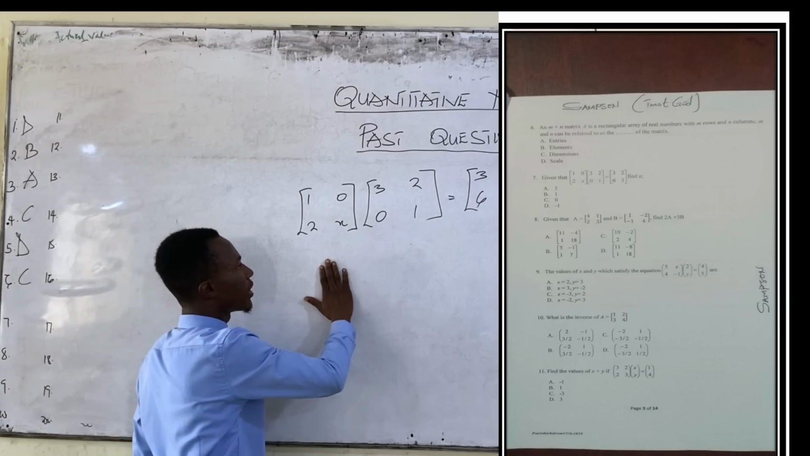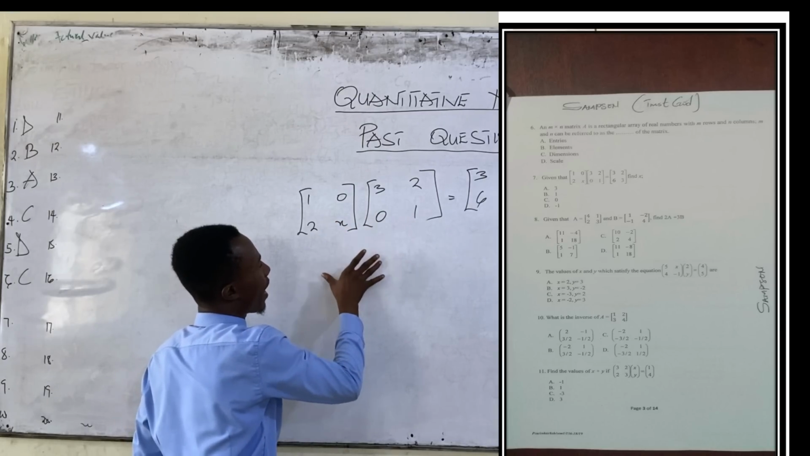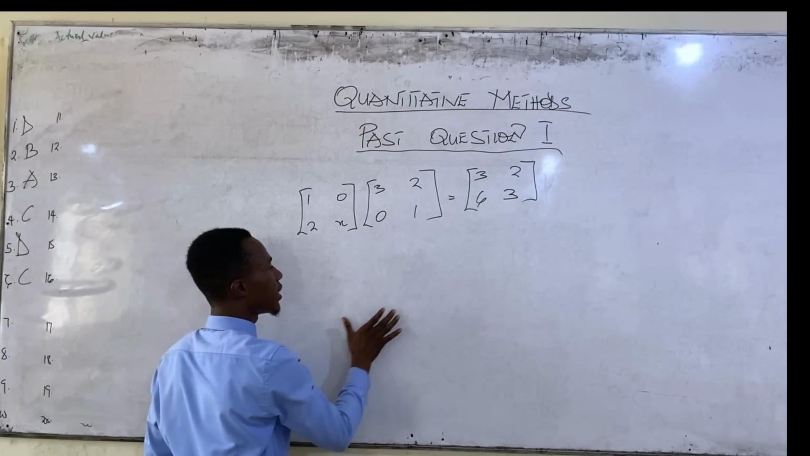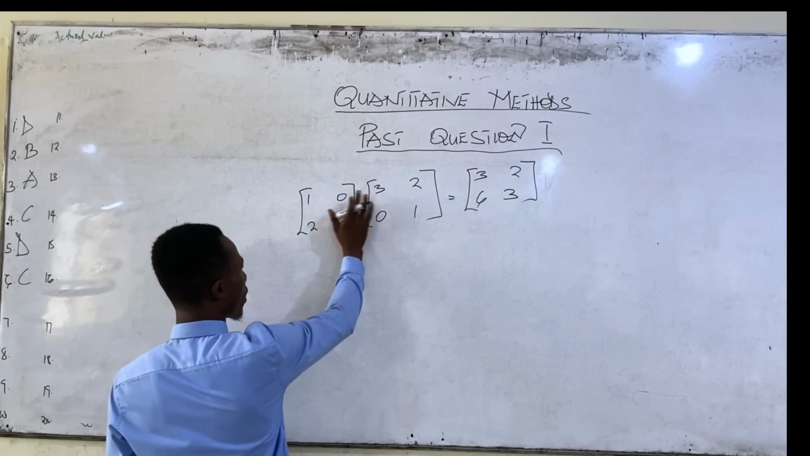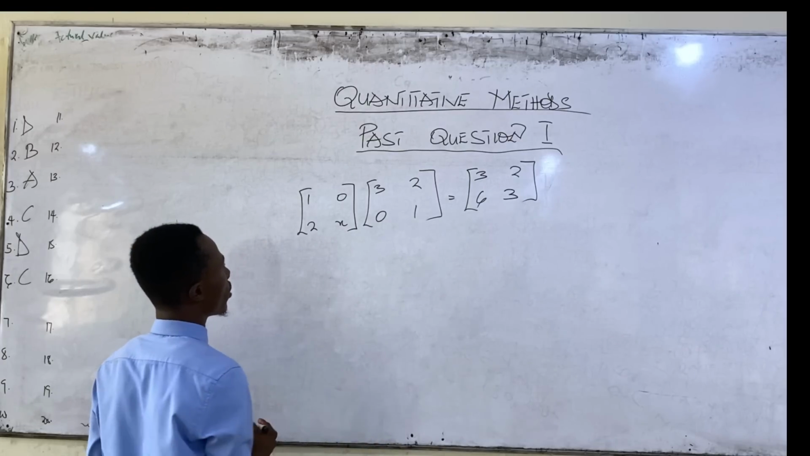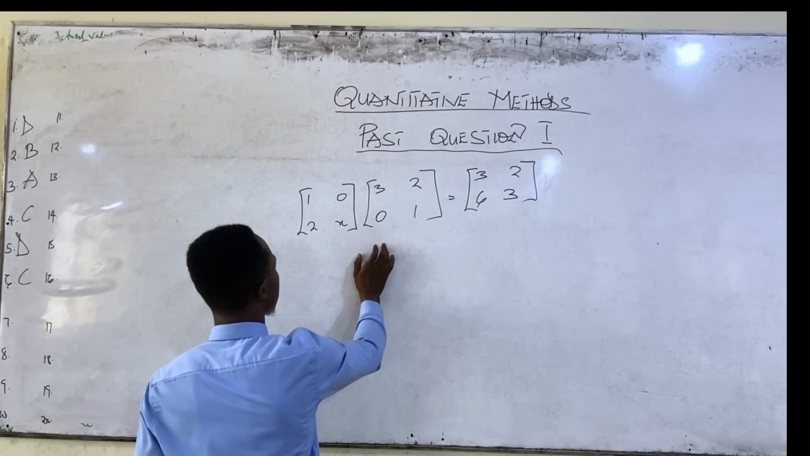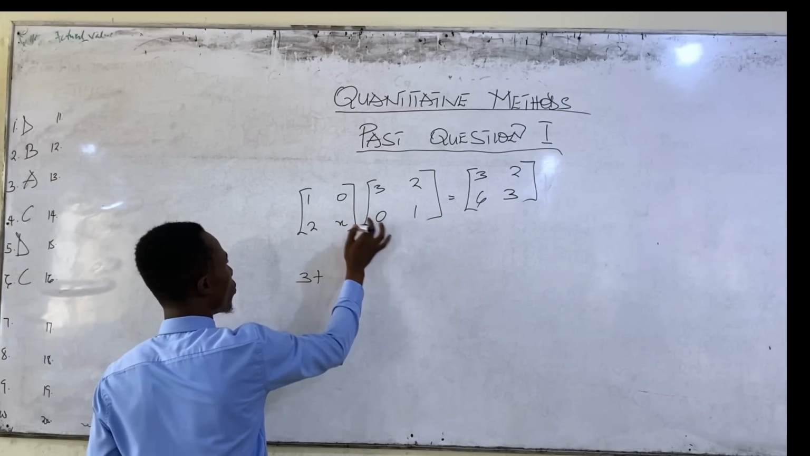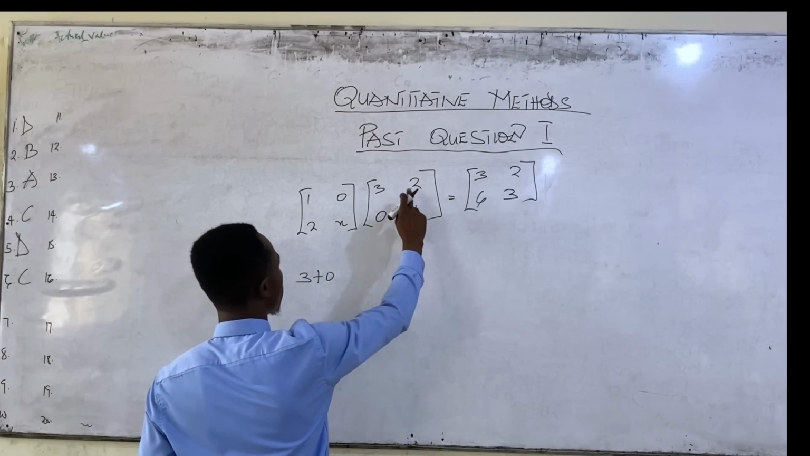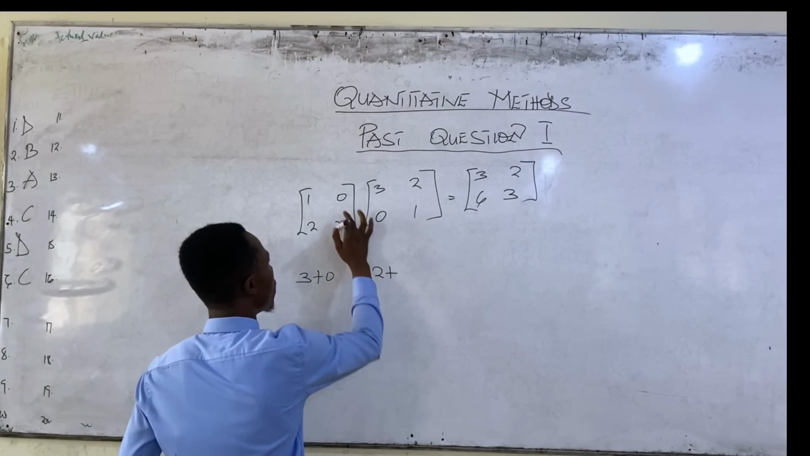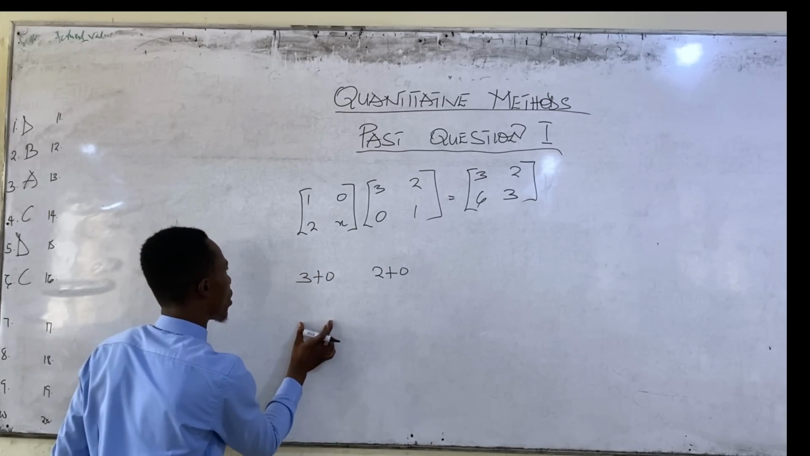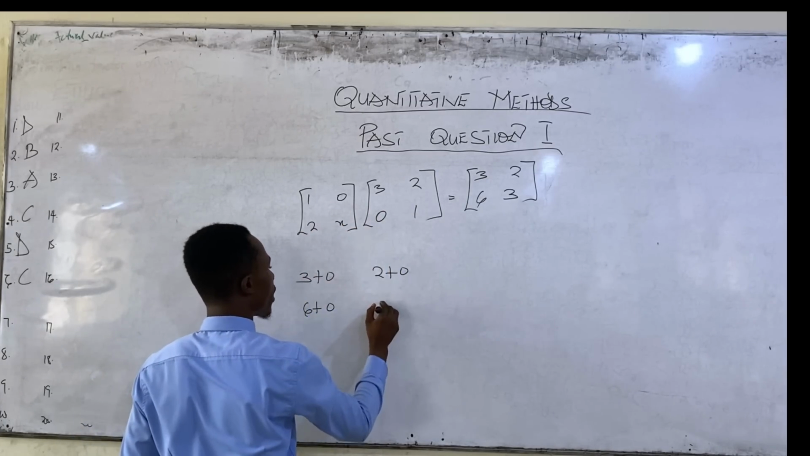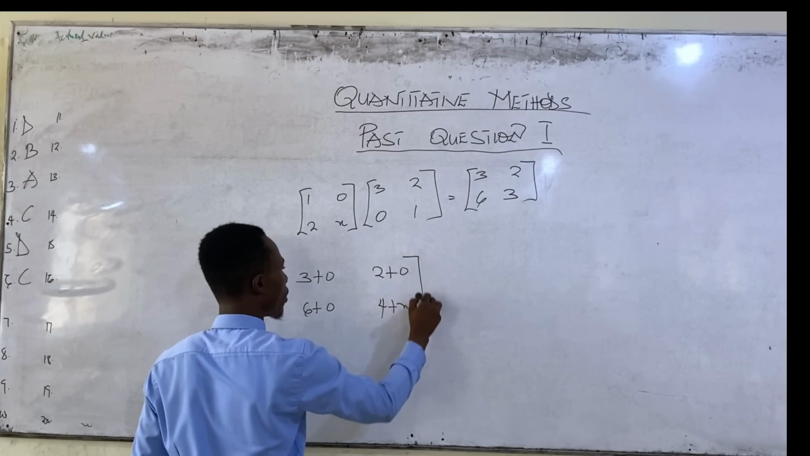So this matrix is multiplying this matrix, and after getting the result of the multiplication, you compare it with this, because anytime you have an equal sign, whatever you have on your left hand side must be equal to what you have on your right hand side. So let's solve the left hand side and compare it to the right hand side. When you are multiplying matrices like this, you take this row and multiply it by this column. So we have 1 times 3 is 3, plus 0 times 0 is 0.